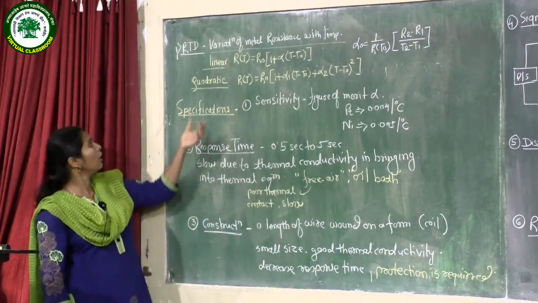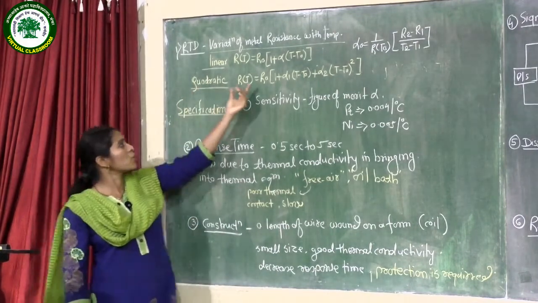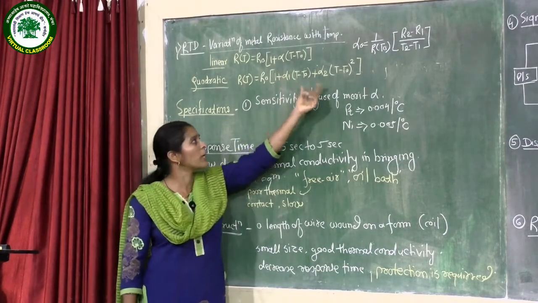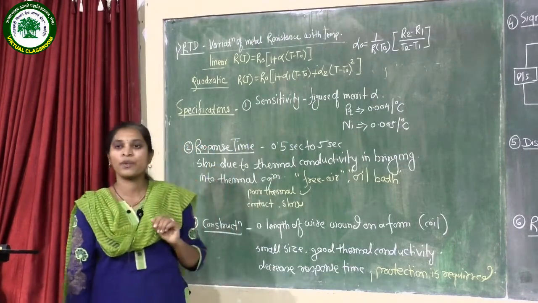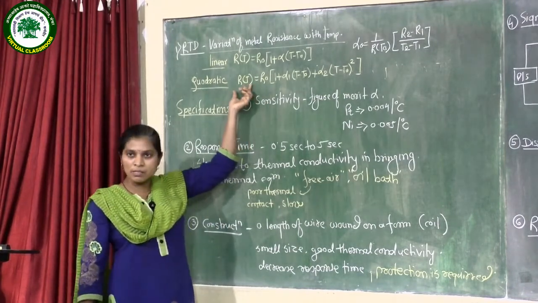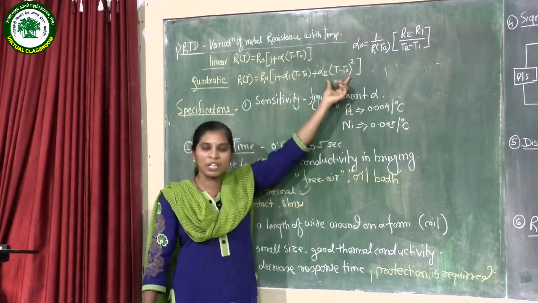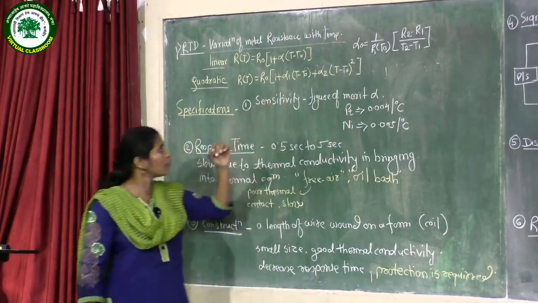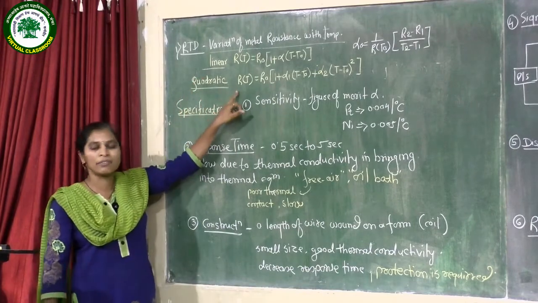On the contrary, in case of quadratic, the equation is RT = R0 (1 + alpha1 (T - T0) + alpha2 (T - T0)^2). Over here you will be able to notice that the variation of resistance also depends on the square of temperature. So a quadratic term of temperature comes in here. As a result, we call this a quadratic equation.